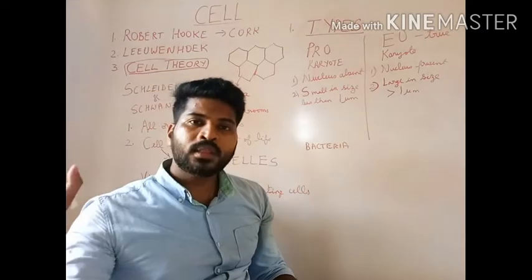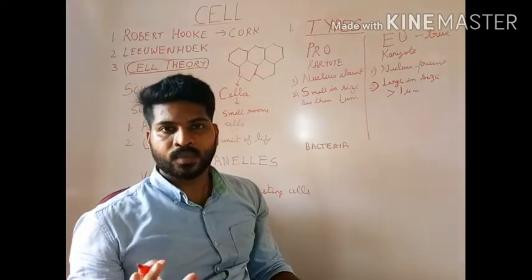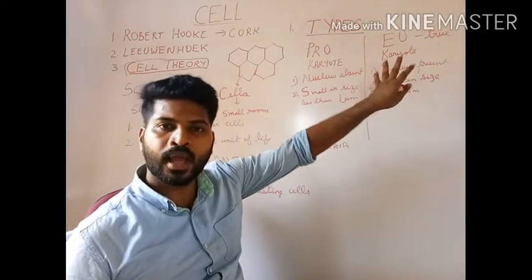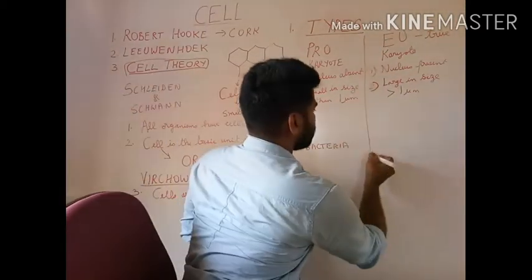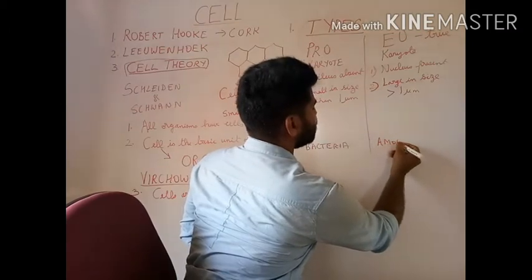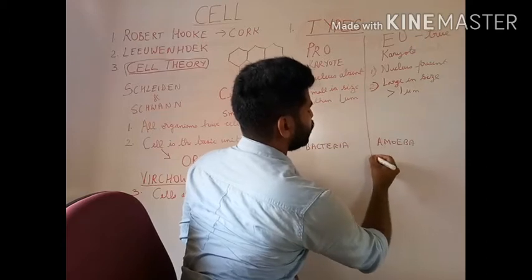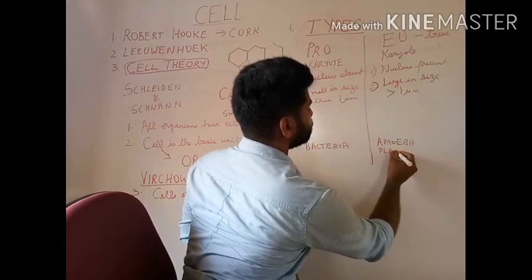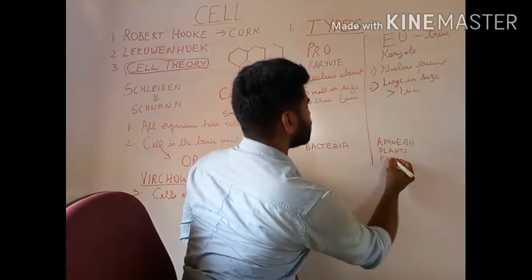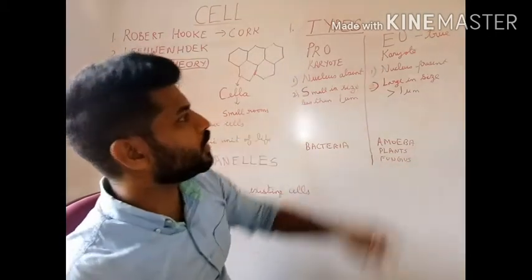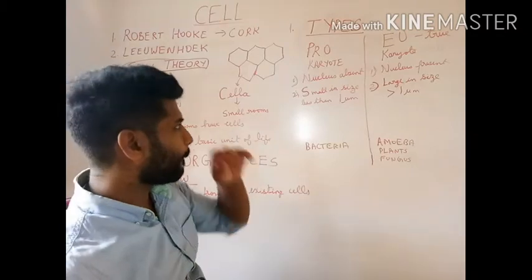Rest, all the other organisms, living beings, they are eukaryotes. They have a true nucleus. So all the other organisms, amoeba is a eukaryotic organism, and human beings, plants, fungus, animals, all will come under eukaryotes.